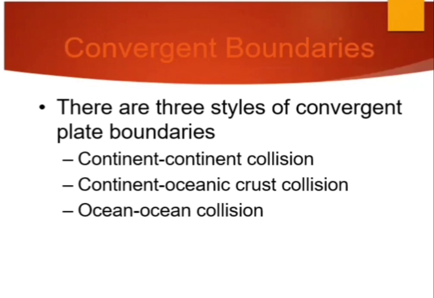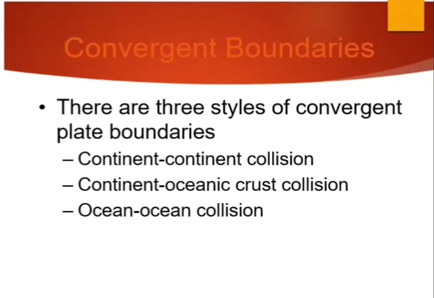Convergent boundary. There are three styles of convergent boundary. You have continental to continental collision, where two continents meet and collide, creating what they call folding or fold mountains. Continental and oceanic collide: the oceanic sinks under the continental, creating what you call a subduction zone. Then you have oceanic meets oceanic collision. When two oceanic plates meet, the older oceanic plate will subduct.